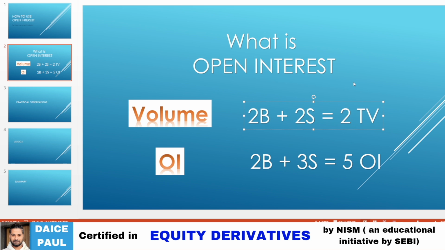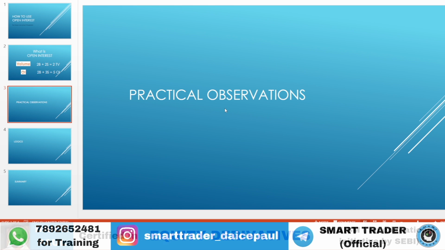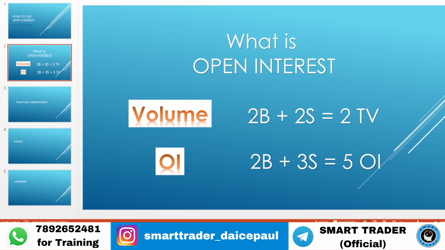So this is the difference between the volume and open interest. Keep this in mind. Now let's look into some practical observations, because a lot of people will be confused after seeing this. What is this open interest? How does it look? So I'll just show you in the chart.